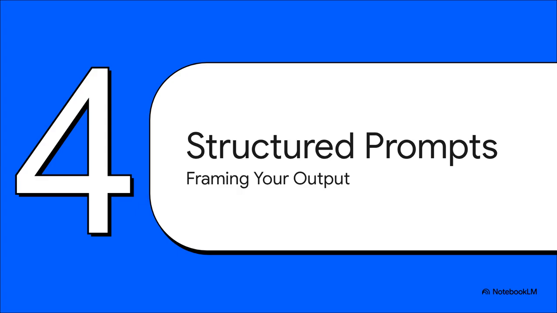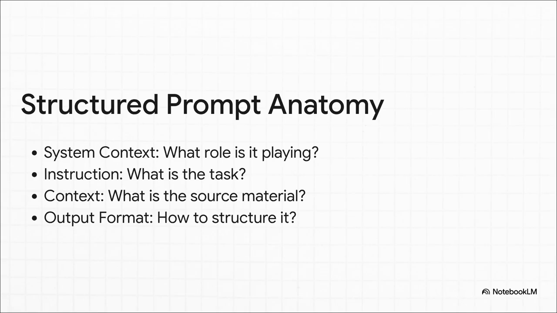That brings us to Section 4, building structured prompts, framing your output. If you want consistent, predictable results, and we definitely do, you've got to construct your prompt payload with 4 distinct components every single time. First, the system context. Who is the AI pretending to be? Next, the instruction. What is the specific task? Third, the context. What's the source material it should pull from? And finally, the output format. Exactly how should the response look?